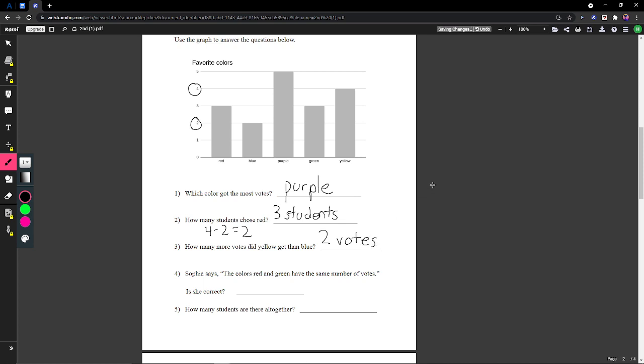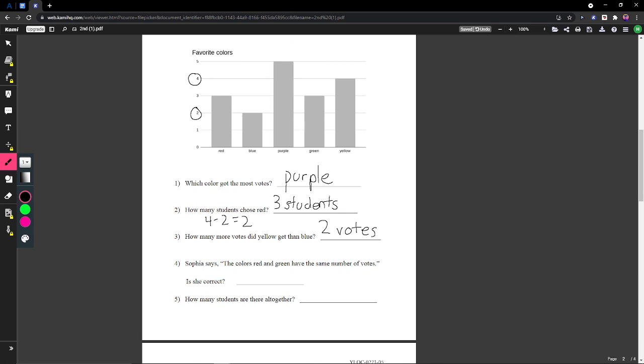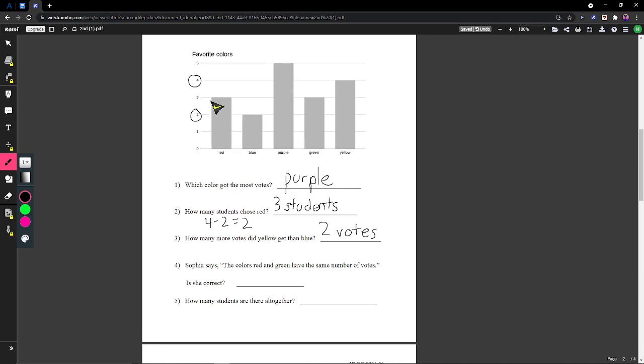Now for number 4, it says that Sophia says the colors red and green have the same number of votes. Is she correct? Well, we would look. Red has 3 votes, and so does green, meaning yes.